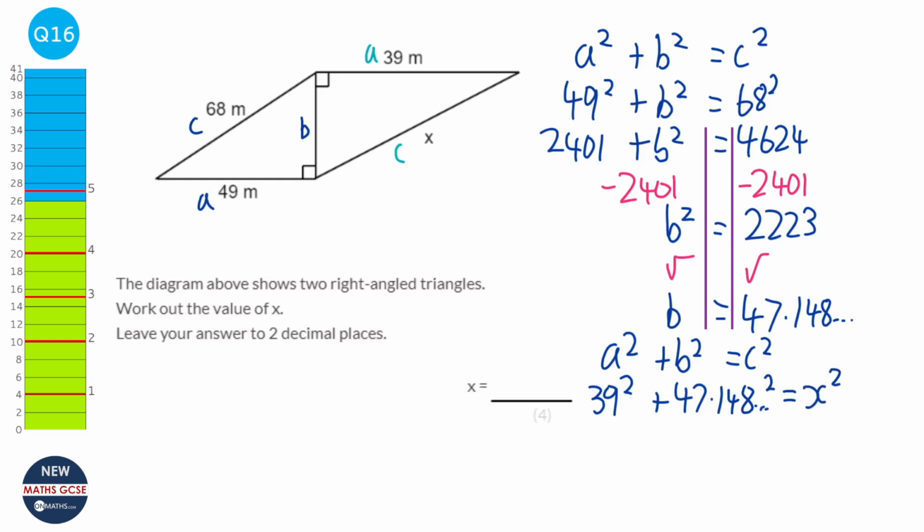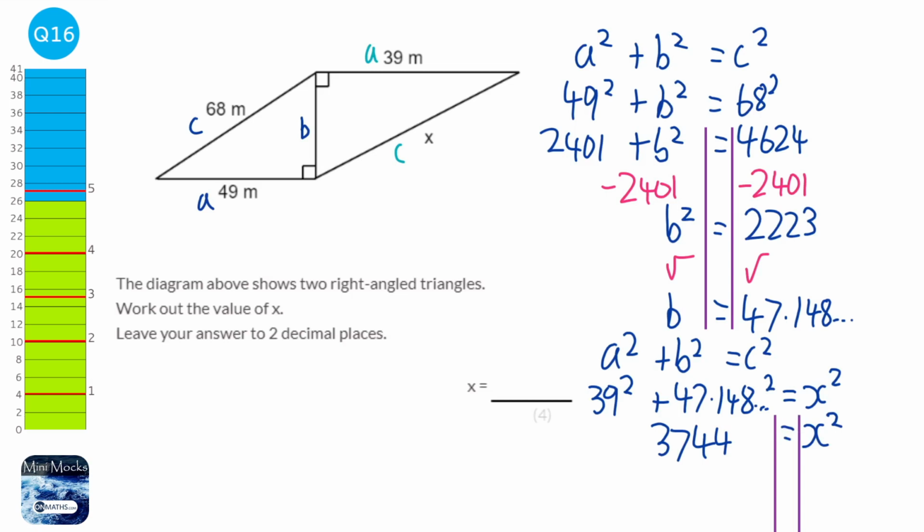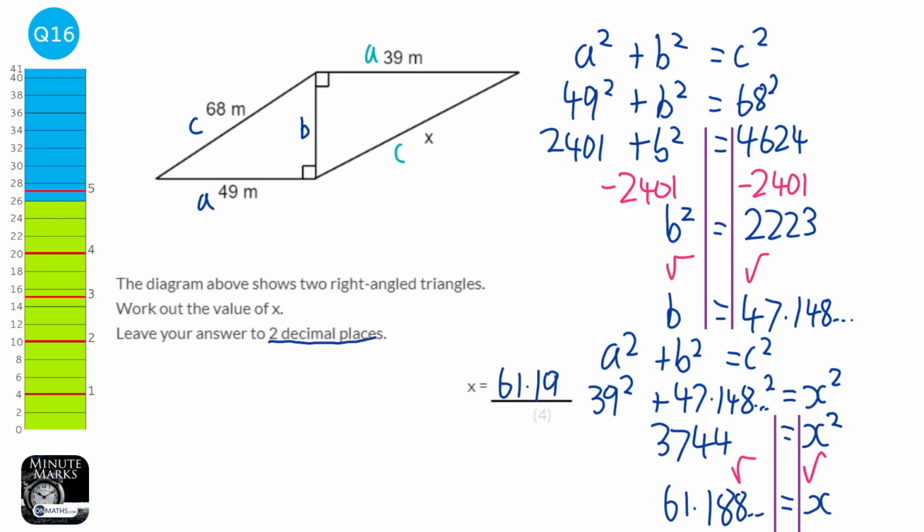Okay, so we need to square that. So we do 39 squared plus 47.148 squared, and that will be 3,744 equal to x squared. And we'll just get our lines in because we need to square root both sides, and we get 61.188 blah blah blah is equal to x. It says it wants its two decimal places, so that will be 61.19.